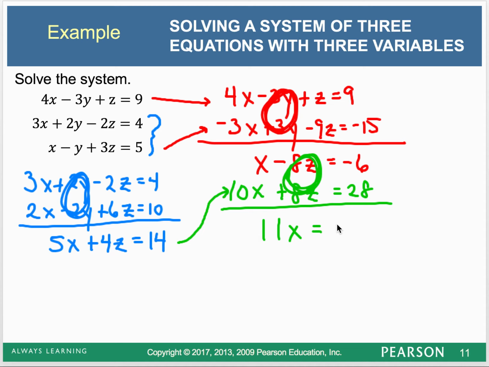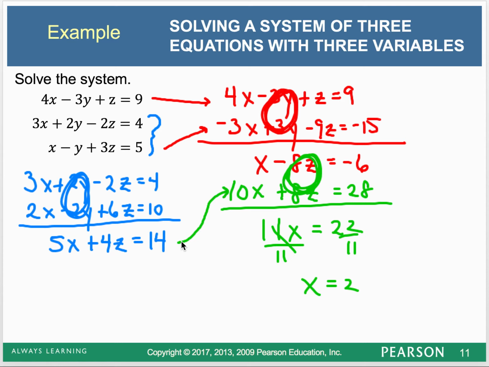11x equals 22. Okay, divided by 11. So x equals 2. Once I find out one of the variables, plug back in to find the others. And I need to plug in one of these equations that only has an x and a z in it.